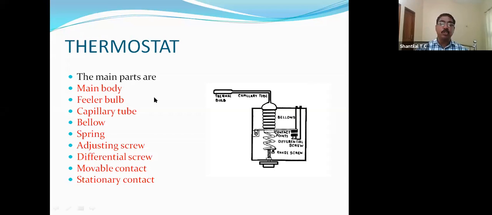The function of the thermostat is to control the temperature of the refrigerated space. When the particular temperature is reached, it cuts off, and when the temperature increases, it will cut in. So in this way, the temperature is controlled. For that controlling, we use a thermostat.